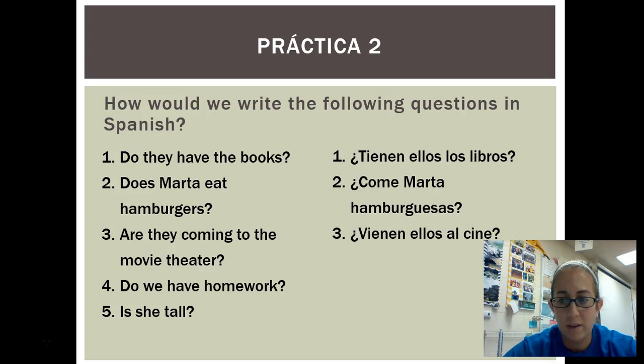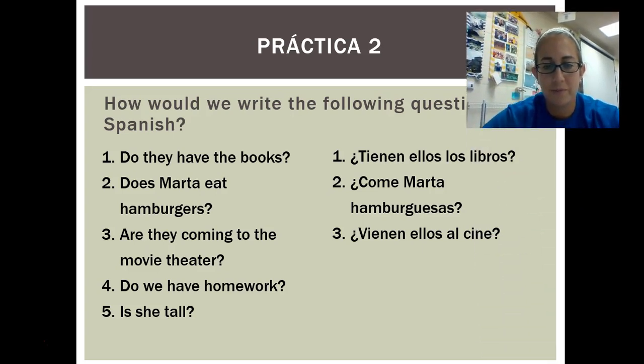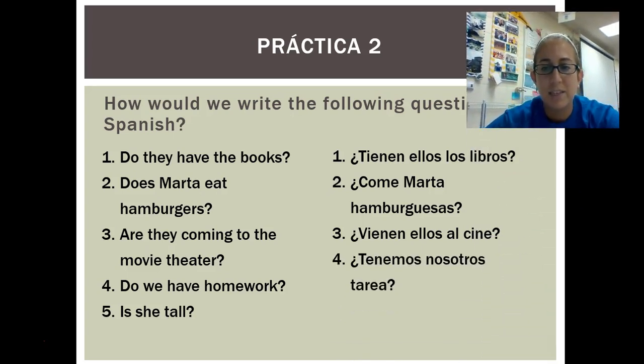Do we have homework? ¿Tenemos nosotros tarea? Again, do you need that nosotros there? Not necessarily, but if you were going to use it, then it would follow your verb. And then finally, is she tall? ¿Es ella alta? All right.